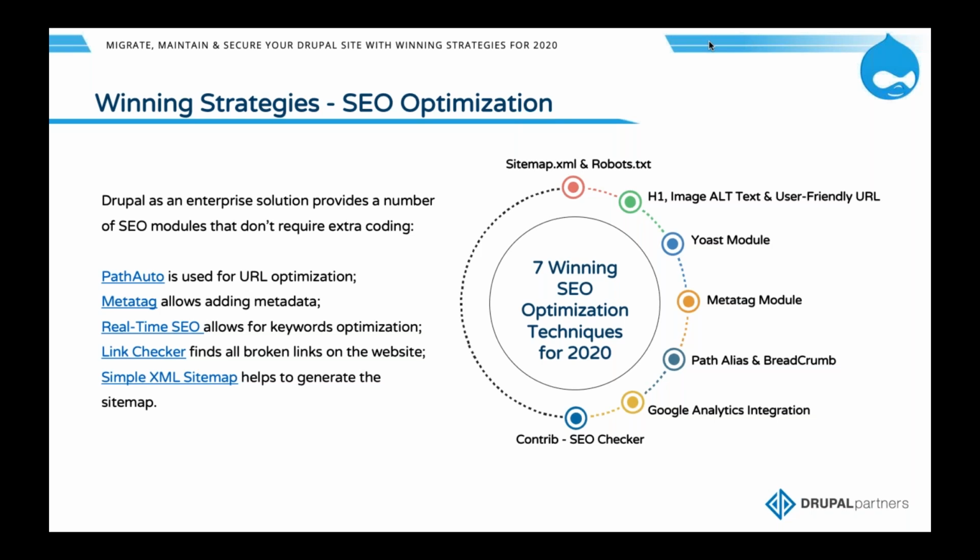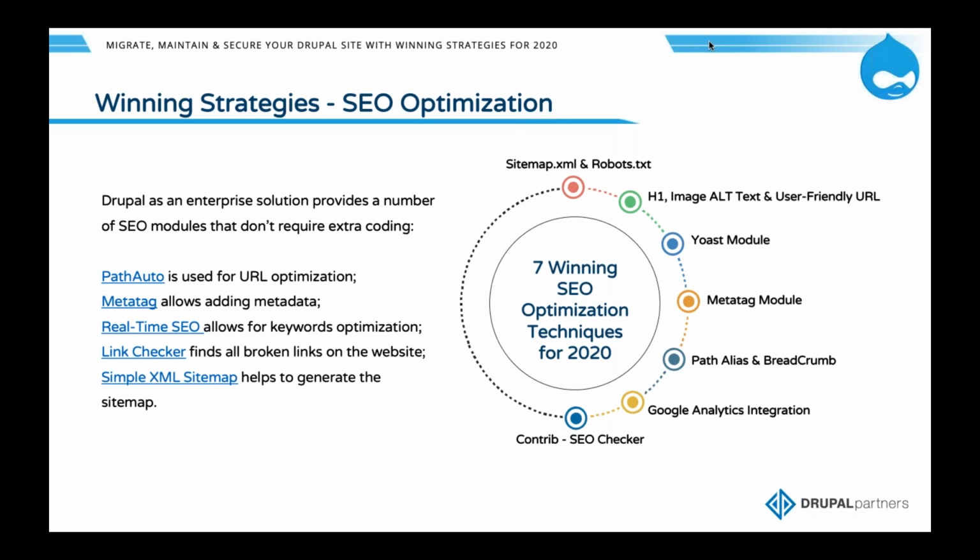And the next one is Simple XML Sitemap. This is very similar to the sitemap generation module, but this generates a sitemap with the current Google standards, and if your website is multilingual, we highly recommend using Simple XML Sitemap for creating the sitemap on your website.